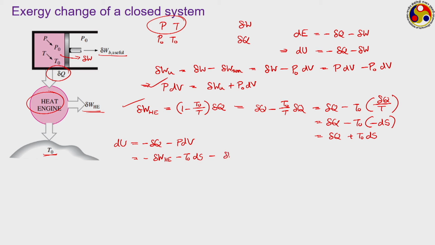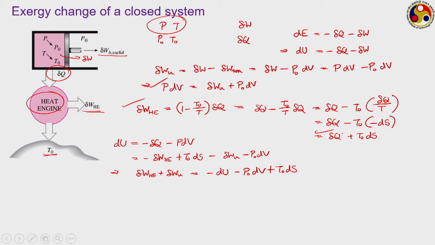So, this will be minus del w u minus P naught dV, or we are taking del w heat engine plus del w useful. So, what we are left with is minus du minus P naught dV minus T naught ds. Sorry, I have made a mistake here, this should be a positive symbol. Just look at this expression.